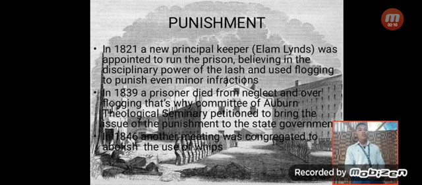So the committee of Auburn and other staff members of the Auburn Theological Seminary petitioned to bring the issues of this punishment to the state government. The law stated that 6 blows on the naked back with a cat of 6-stranded whip was the most punishment that could be assigned for one offense. So there is a limit: only a 6-stranded whip could be used to punish a prisoner.